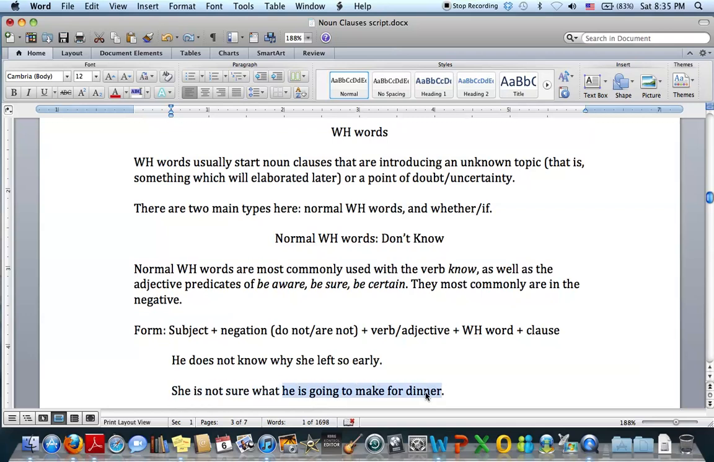Now look at that really quick like. He is going to make for dinner. He is going to make what for dinner? Aha, that's what our what is doing. Normally, we would have to have some sort of object right here after the verb make. Instead, we've taken that out and we've put it right here at the beginning of the noun clause. That's what I mean when I say the WH word substitutes for some part of the clause. The part that's missing of this clause is the object, and that object is the WH word right here.